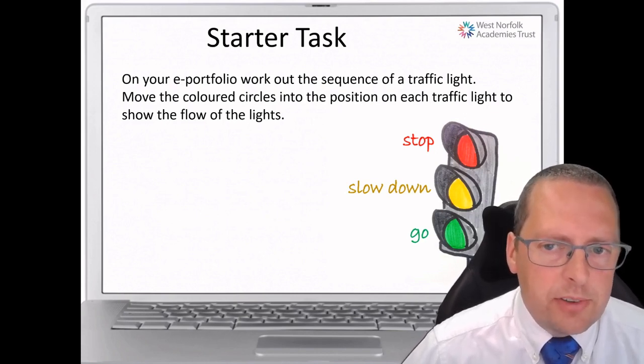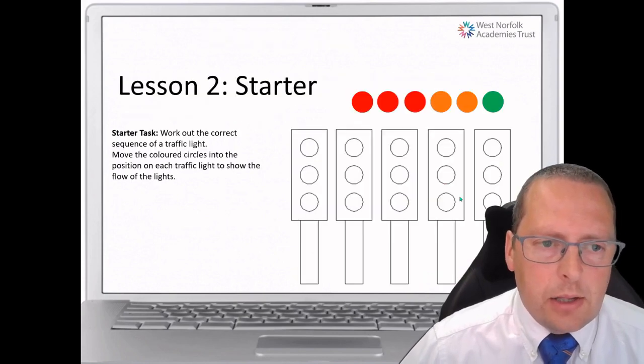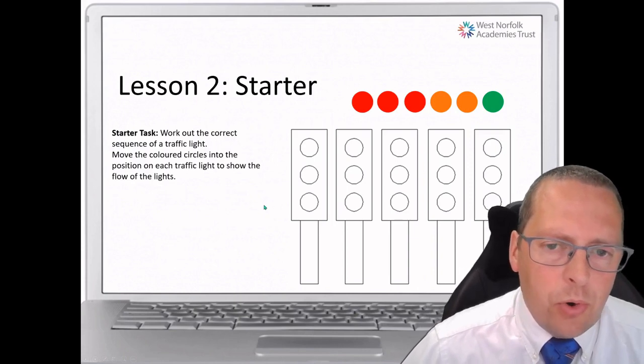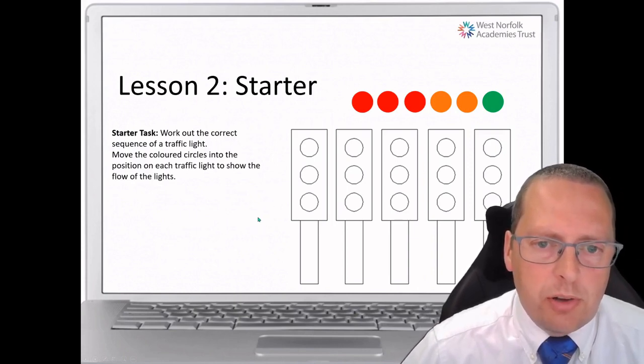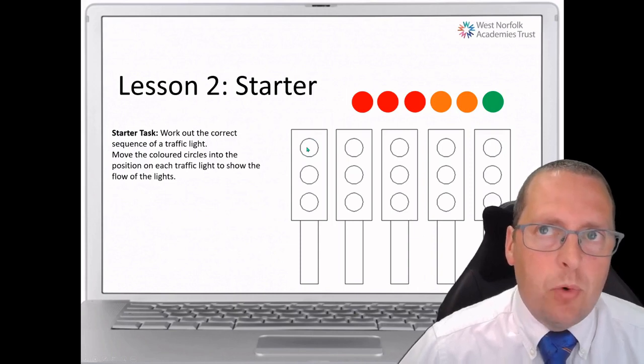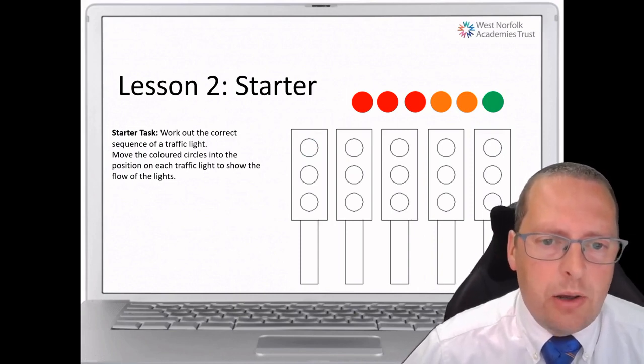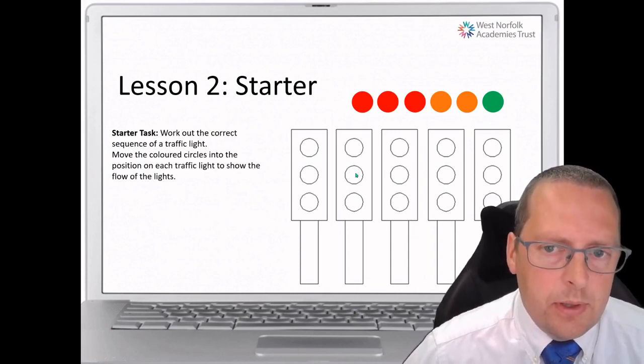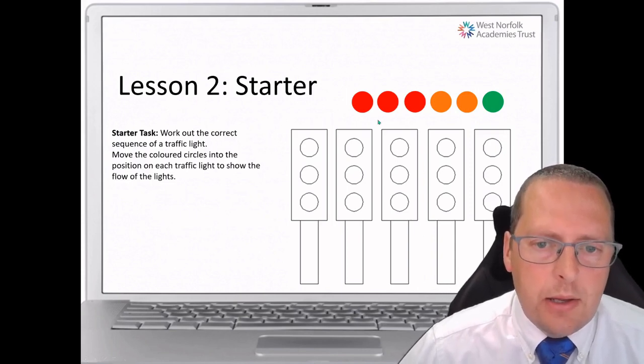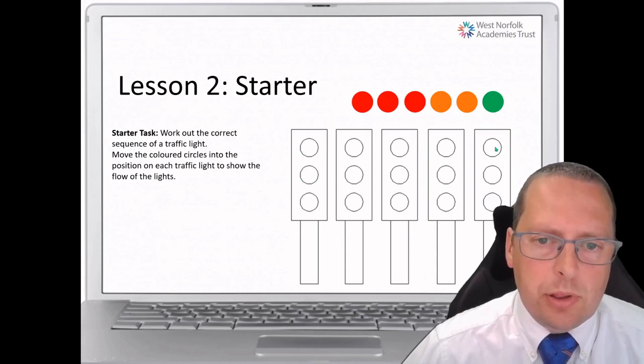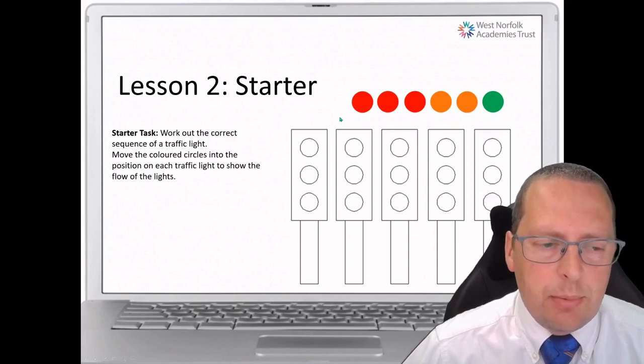So in your e-portfolios, you will have a set of traffic lights like this, and you can drag the colour dots onto each traffic light where they need to be. Think about the order of the colours. What colour goes first? We start with a red light. Then what do you see? There's a little clue here. We start with a red light, and then the next light here will be red and amber. So see if you can work out exactly how these traffic lights work, all the way from stop all the way back to stop. You need to use all the dots that you have available to you. So you can pause the video while you complete that.